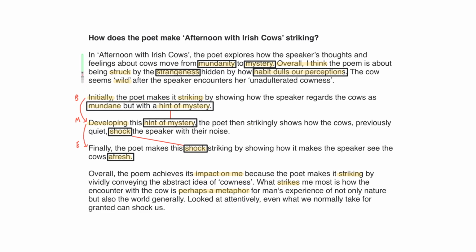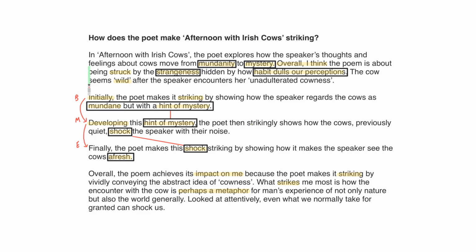Introductions need to be quite short, about 4 to 5 lines long. A common mistake is to go into too much detail in the introduction. So what you want to do is give a quick overview of what happens in the poem and its overall meaning or message and its impact on you. And the best way to do that is to quote from towards the end of the poem, because there you're likely to find an image that sums up its overall mood or atmosphere.